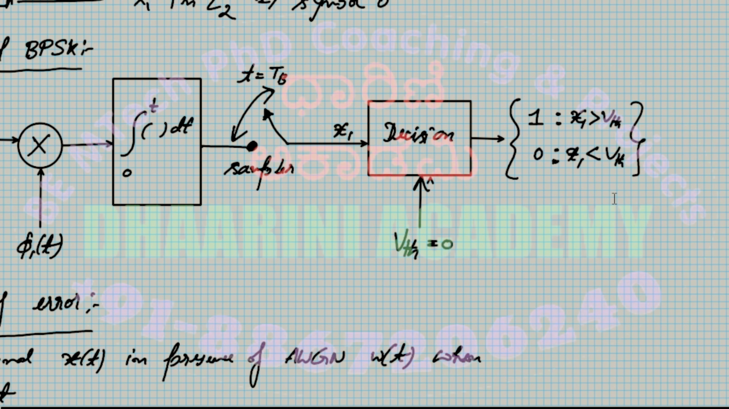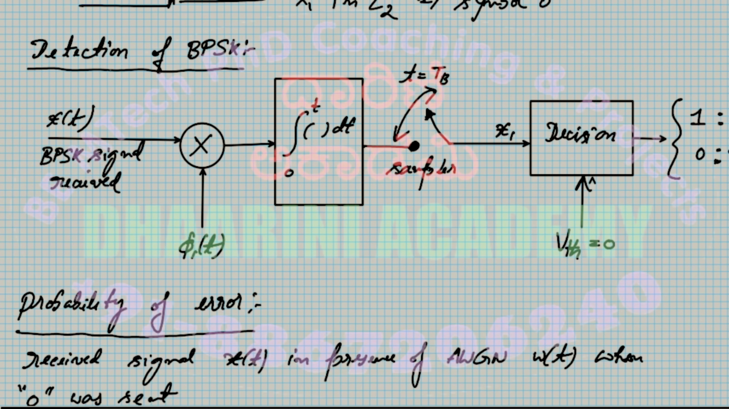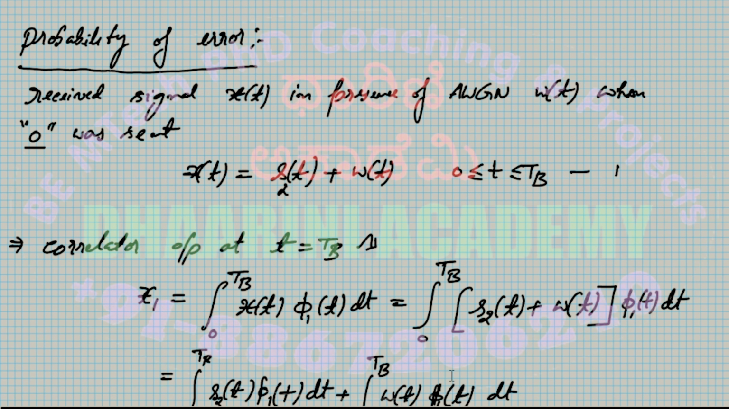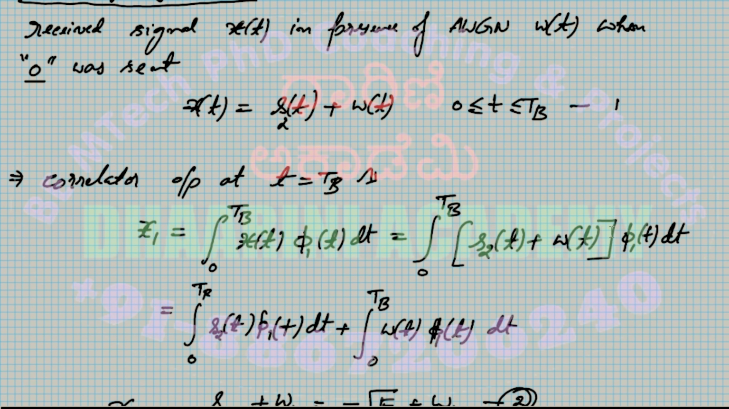Okay, so this is the thresholding part, right? So the decision is taken in this way. The threshold V is 0. So if x1 is greater than 0, it is 1, otherwise it is 0. Now we move on to the next derivation under this case, that is the probability of error. So we have to analyze what happens when 0 was sent and what happens when 1 was sent.